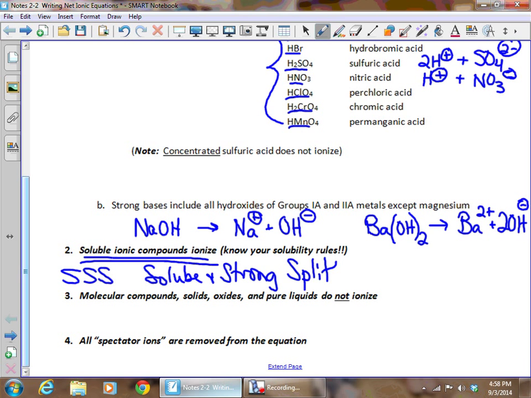Molecular compounds, solids, oxides, and pure liquids do not ionize. So if it is molecular, made up of all nonmetals, if it's a solid, and that's the one that catches me all the time, you have to be careful. An oxide or a pure liquid does not ionize, so it will not form ions. And finally, all spectator ions are removed from the equation in the final step.